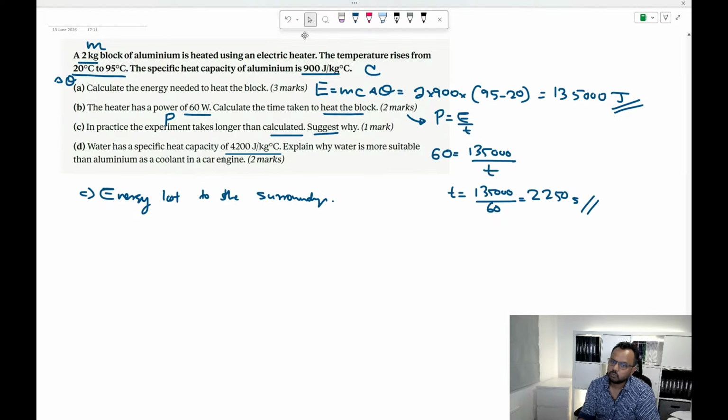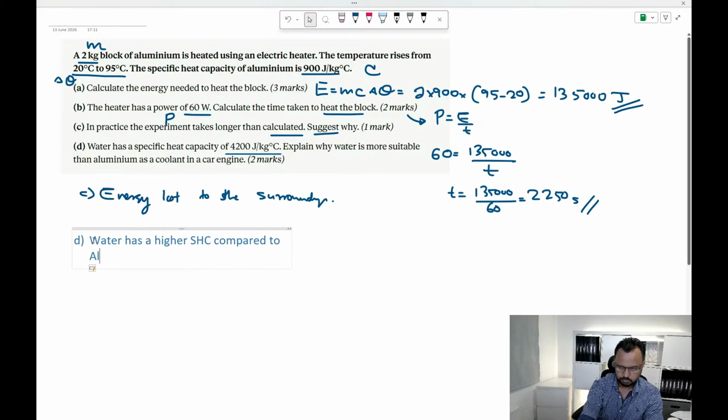Now, water has a higher specific heat capacity. When the specific heat capacity is high, it can absorb a lot of energy but will not increase the temperature as much. Let's write this one. Water has a higher specific heat capacity compared to aluminium. So it is difficult to heat up water.